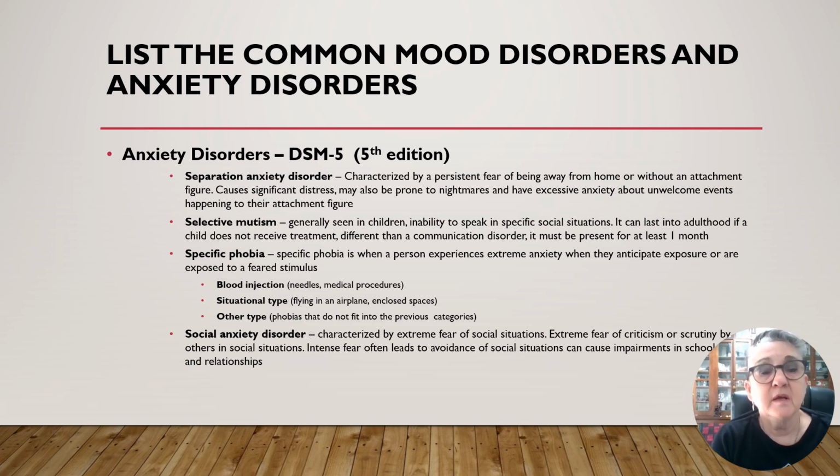Specific phobia. Specific phobia is when a person experiences extreme anxiety when they anticipate exposure or are exposed to a feared stimulus. Examples of these could be blood-injection-injury, which includes needles or a medical procedure, situational type like flying in an airplane or enclosed spaces, and other type, which is a phobia that does not fit into the previous categories.